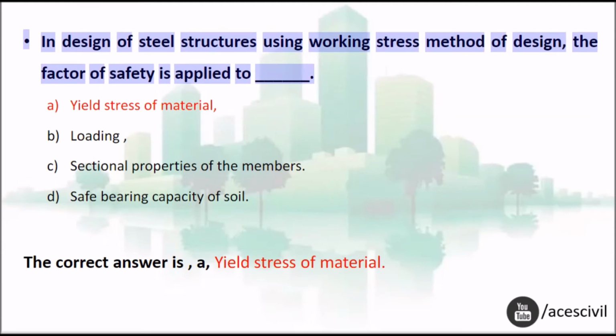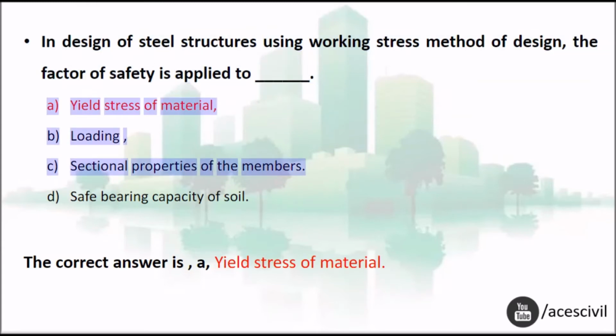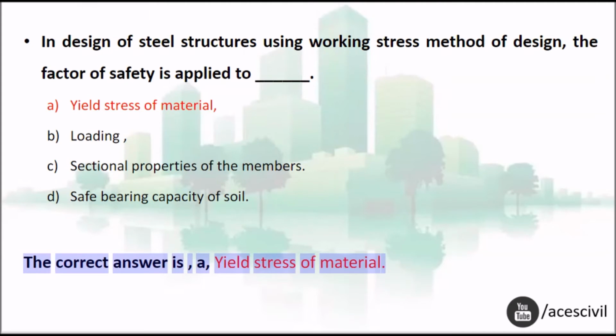In design of steel structures using working stress method of design, the factor of safety is applied to A. Yield stress of material, B. Loading, C. Sectional properties of the members, D. Safe bearing capacity of soil. The correct answer is A. Yield stress of material.